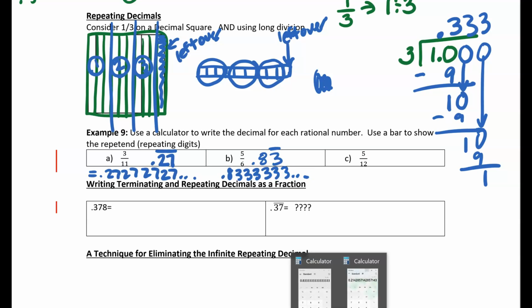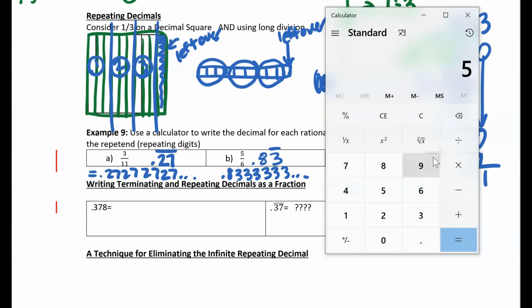And then last but not least, let's do 5/12. So 5 divided by 12. Okay, we've got 0.416, and this is a good one to talk about. Notice there's a 7 at the end. What the calculator does is it actually just rounds that 6 to a 7 since the screen is only so big and it has to stop. There actually isn't a 7 there. It's the calculator rounding it. So the 6's are what repeat.